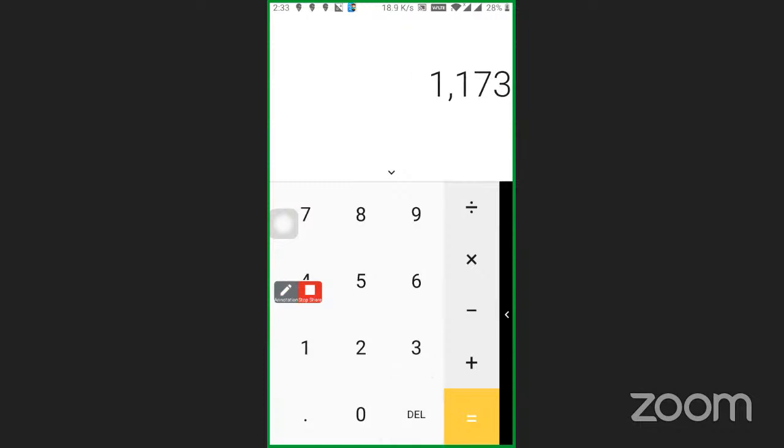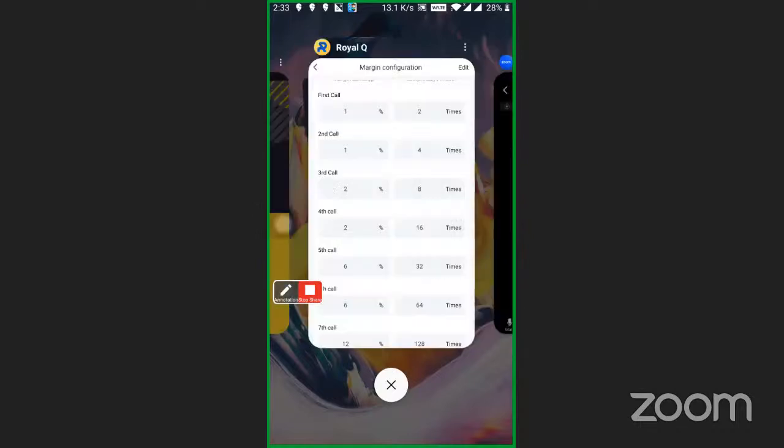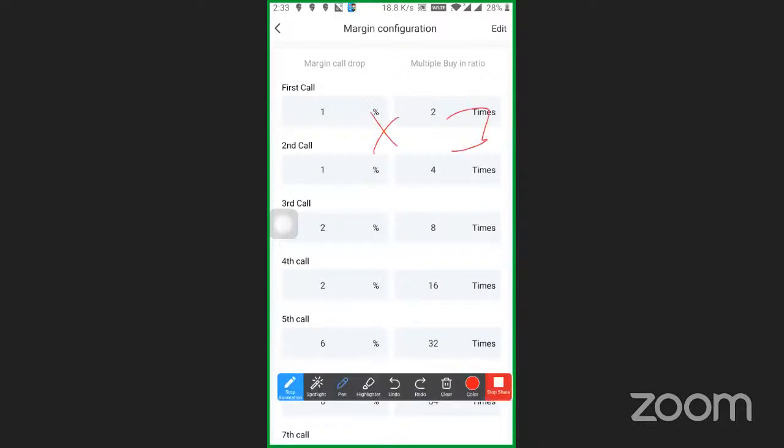Suppose someone says, I have just 500 or 600 USDT. Can I trade? Yes, you can trade, definitely. So how can you trade with a lesser amount? Let's come back to here. You can go for the second best strategy, that is called Fibonacci.